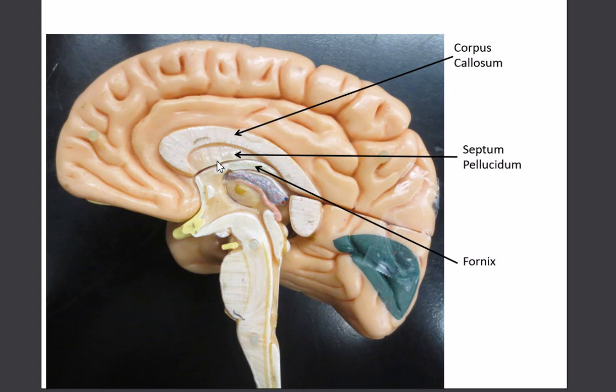There's another structure right here. This white tissue here is a bunch of neuron tracts that go to different parts of the brain, a little bit beyond the scope of this course. We're going to call this the fornix. This forms the floor of the lateral ventricle, so it's going to be underneath. So the three structures you're going to remember are the corpus callosum, septum pellucidum, and the fornix.